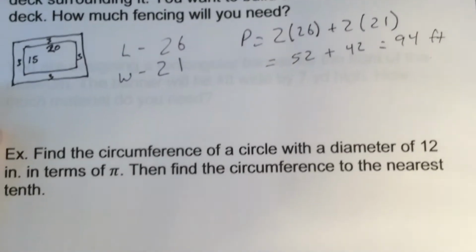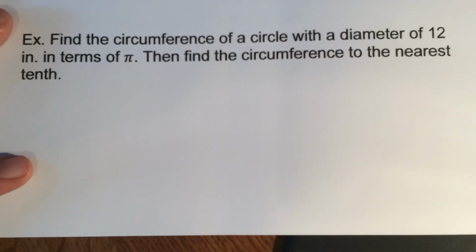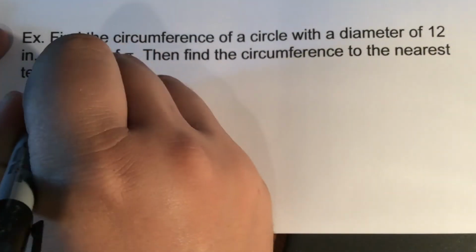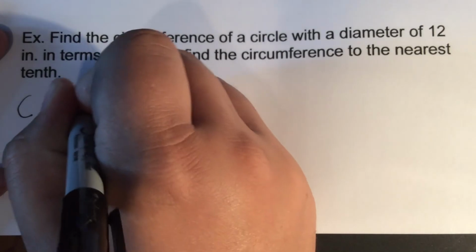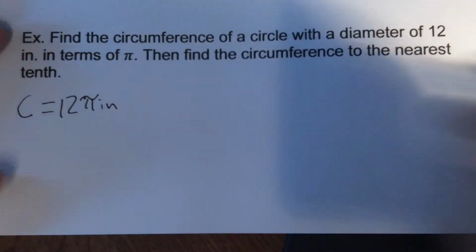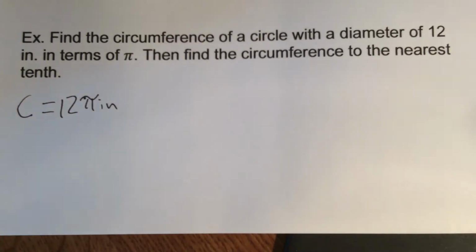Find the circumference of a circle with a diameter of 12 inches in terms of pi. Then find the circumference to the nearest tenth. So if it's diameter of 12, circumference is just pi times diameter. So you'd have 12 pi, and we were inches, because again we're distance around. So terms of pi, that's all you got to write.